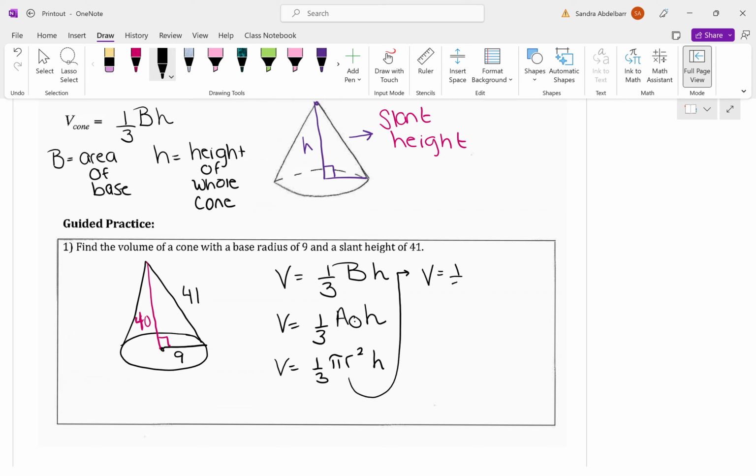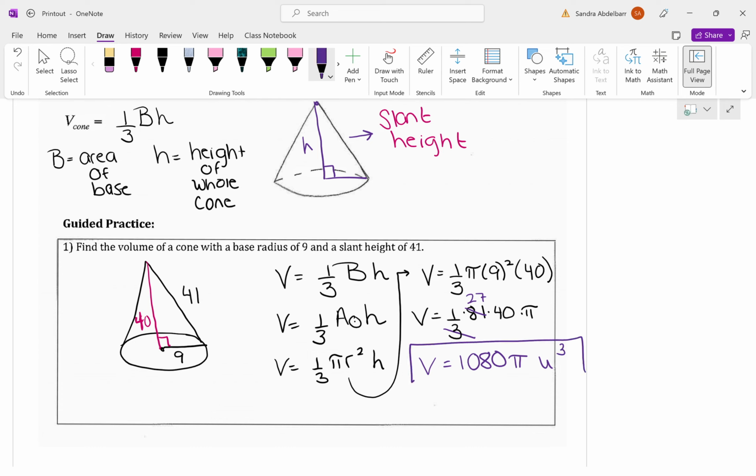So now when we come to plug into our formula, we have V is equal to 1/3 pi 9 squared times 40. V is equal to 1/3 times 81 times 40 times pi. I just rearranged the numbers. So 3 goes into 81 27 times. Did anybody multiply 27 times 40? 1080. Thank you. 1080 pi units cubed. Is that pi important? It's very important. It's like forgetting to multiply your answer by 3. That's a big deal.